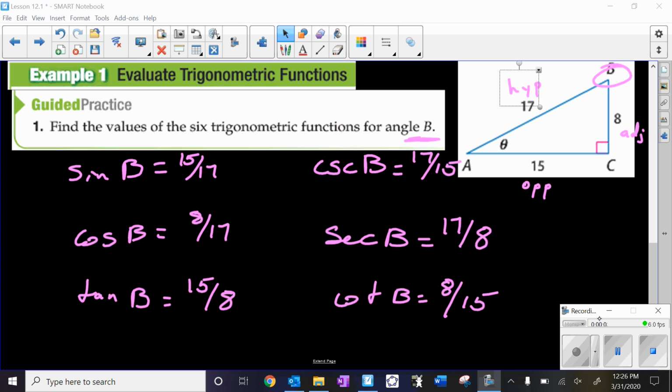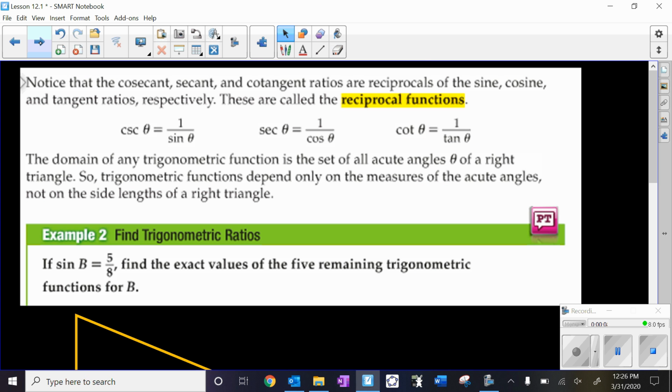We're now going to extend this idea from example 1. It's going to look very similar, but we have to do a little bit more work. You can see I already talked about this, the idea of reciprocal functions. They're not inverses. We'll talk about what the inverse functions look like. They are reciprocal functions, meaning that cosecant is the same thing as 1 over sine, secant is the same thing as 1 over cosine, and cotangent is the same thing as 1 over tangent.